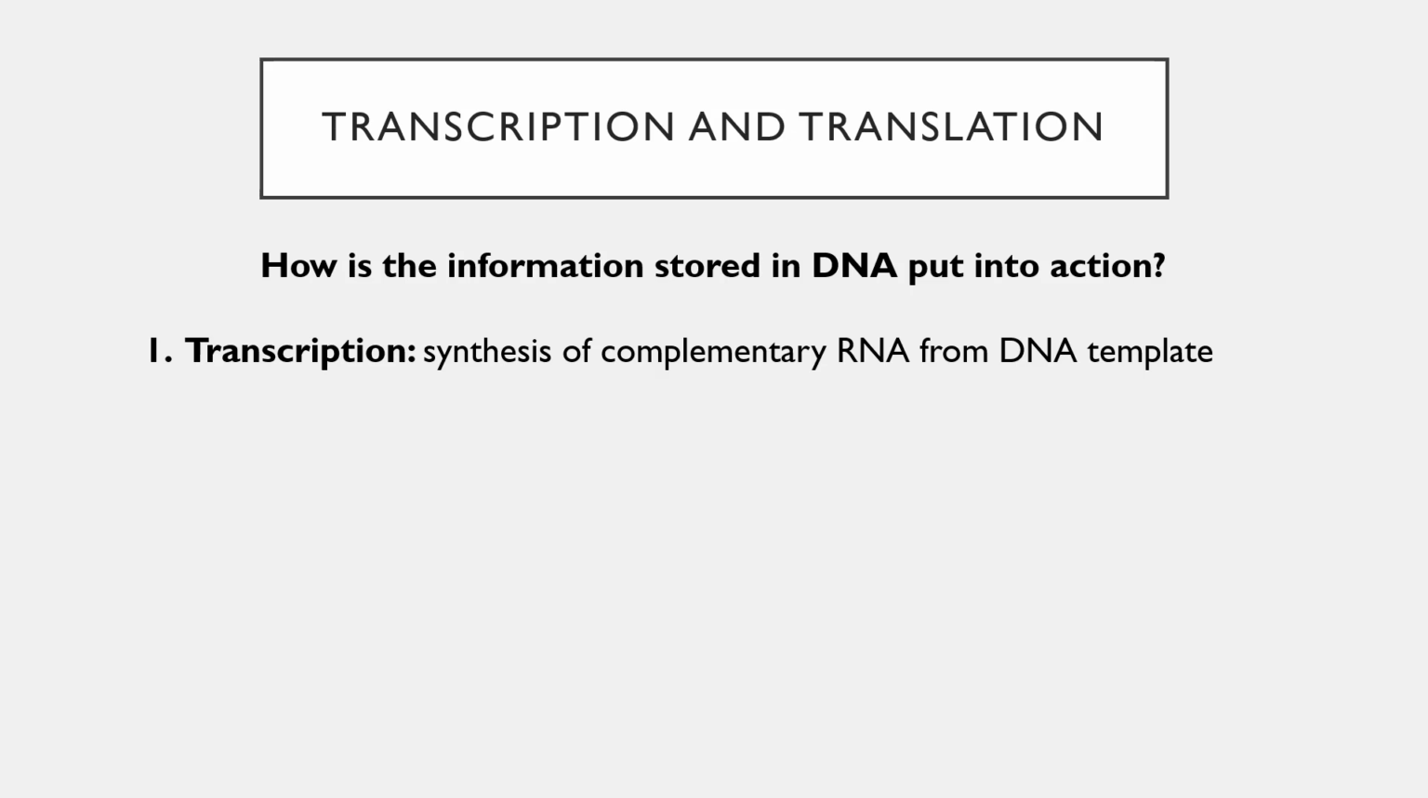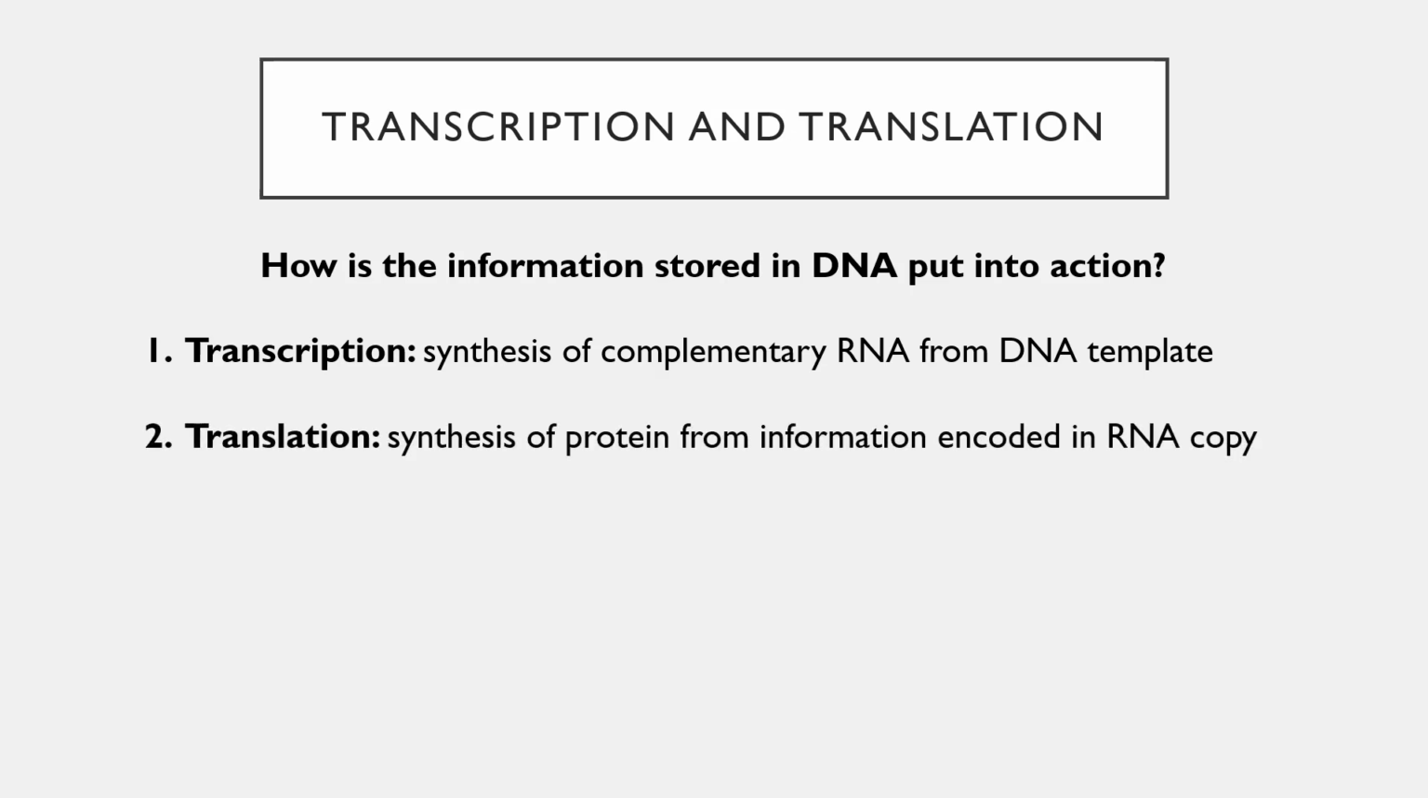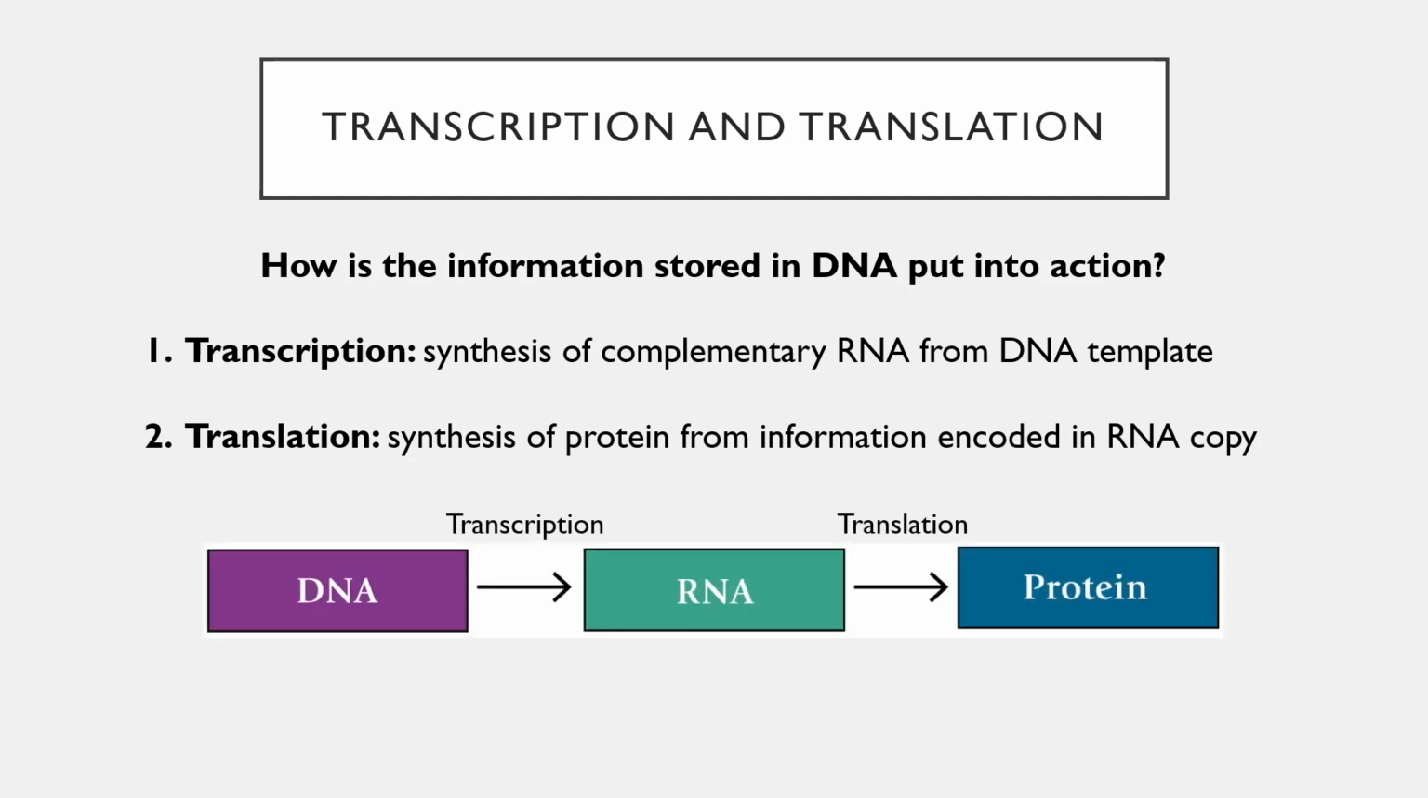Then of course, what would happen is that information would be taken to a different location and then put into action. So the instructions found in that book, the copy of that book, would be actually created. And that's what happens in translation. So the synthesis of proteins from the information that was copied during transcription is what happens in translation.